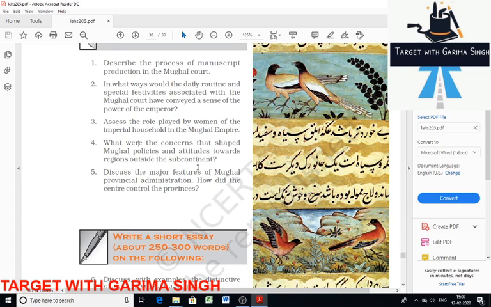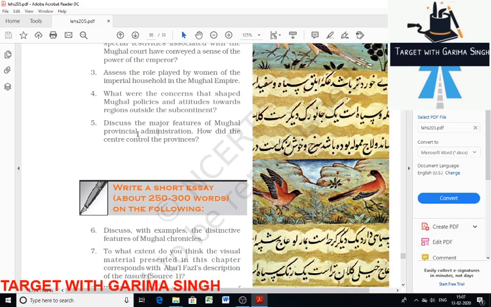Next, discuss the major features of Mughal provincial administration. How did the center control the provinces? The head of the provincial administration was the governor, that is, the Subedar. He reported directly to the emperor. Each Subah was divided into Sarkars.